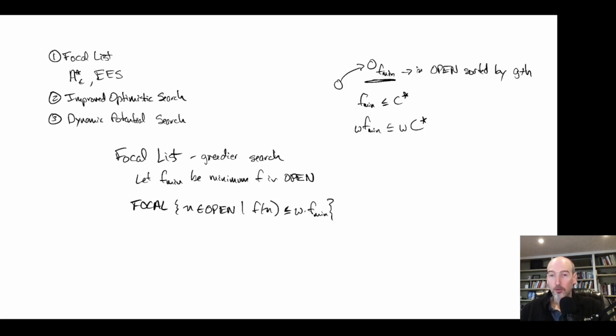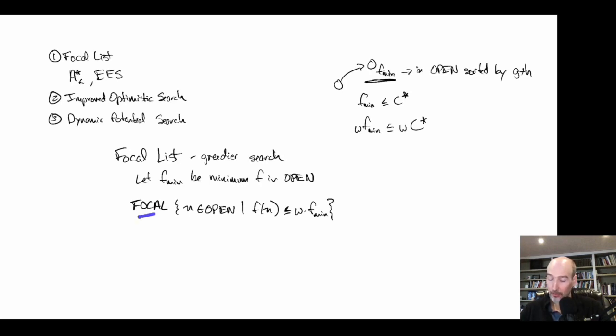Okay. So F min tells us the actual bound on the optimal solution cost. And we're going to say any nodes that are given F min are at most W times that, then those are going to be nodes that we could expand, but we could maybe expand them in a different order, trying to be more greedy in getting towards the goal.